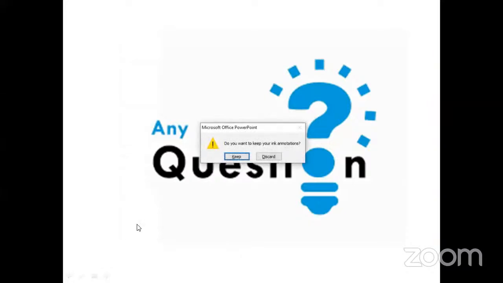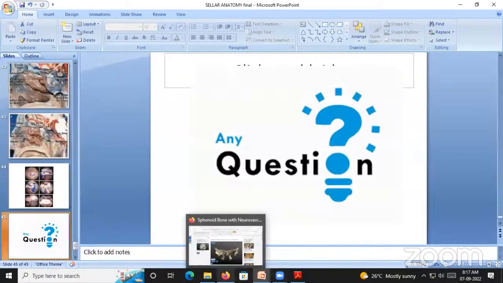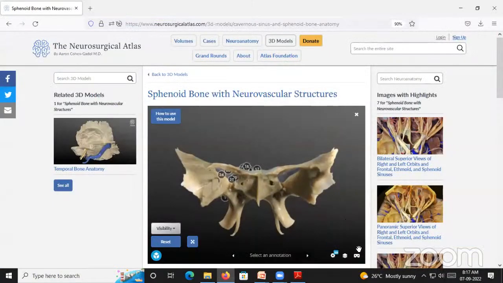So I'm going to pause it here, and I can see if we can see a 3D model of the sphenoid bone for better understanding. Guys, still Dr. Areeba is putting the 3D model up. If you guys have any question, you can use the chat box and we'll be happy to answer that question.